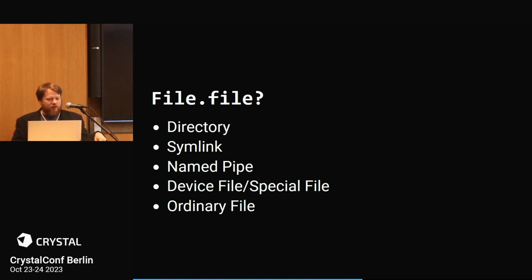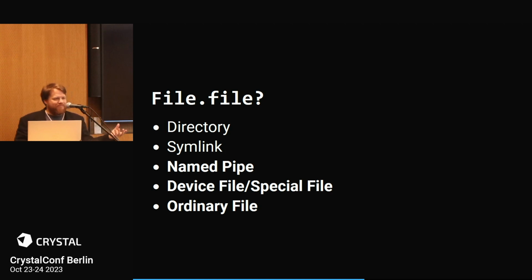So we already know that file.file is not a directory, because we used that earlier to not have directories in that compiler code. Symlink we can also ignore, because these methods usually resolve symlinks, so they just point to something else. Of the others, that leaves us with 3 items here.